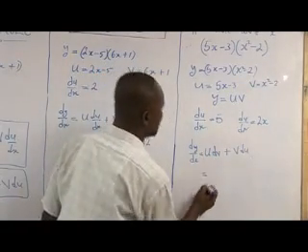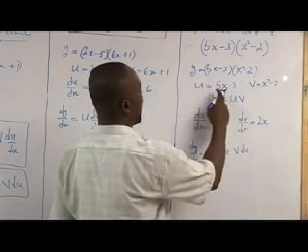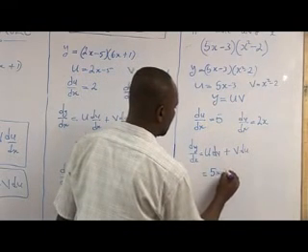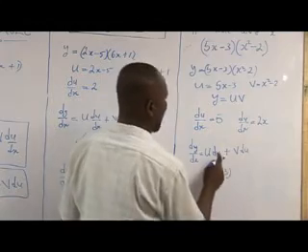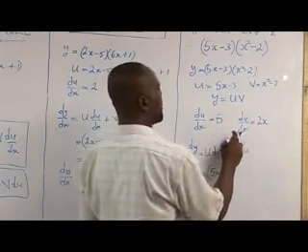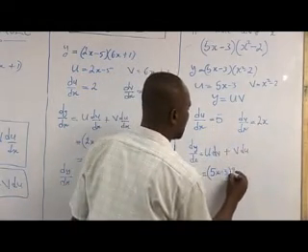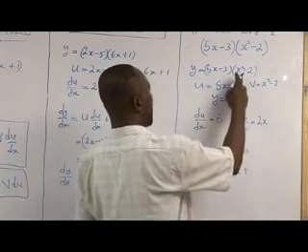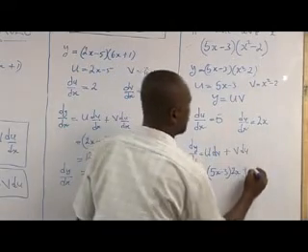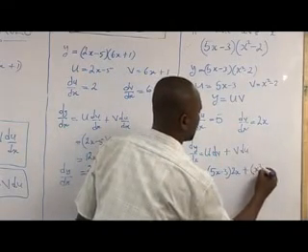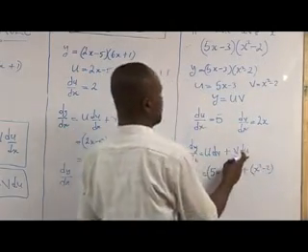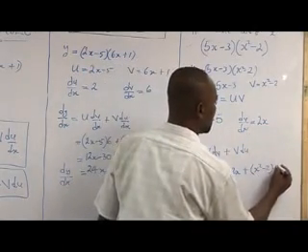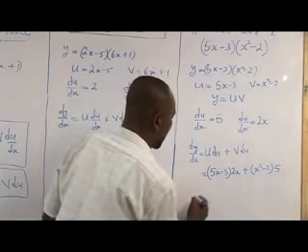What's my u? u is 5x minus 3. And what about dv? dv is our dv dx, and that's 2x, plus v, which is x squared minus 2. And then du, which is what? du dx is equal to 5. Of course, that's it for dy dx.